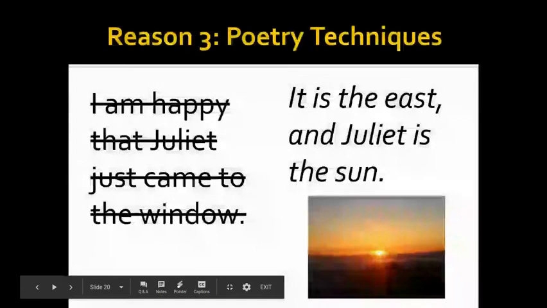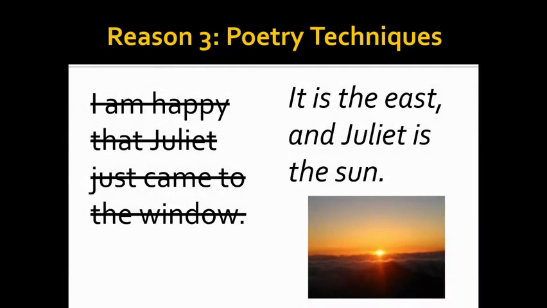Reason 3 is that it's poetry, it's not prose. And so, for instance, when in the famous balcony scene, Romeo sees Juliet come to the window, he doesn't just say, I am happy that Juliet just came to the window. Instead, it's poetic. He says, it is the east, and Juliet is the sun. Of course, the sun rises in the east, and the sun can be symbolic of beauty and love and power and warmth. And so here his day is brightening, it's beginning, and it's because of Juliet.